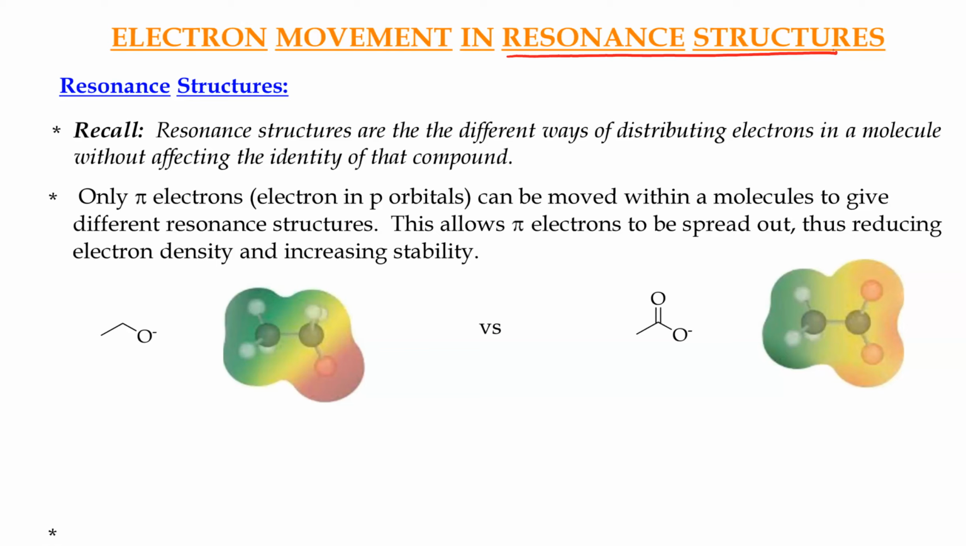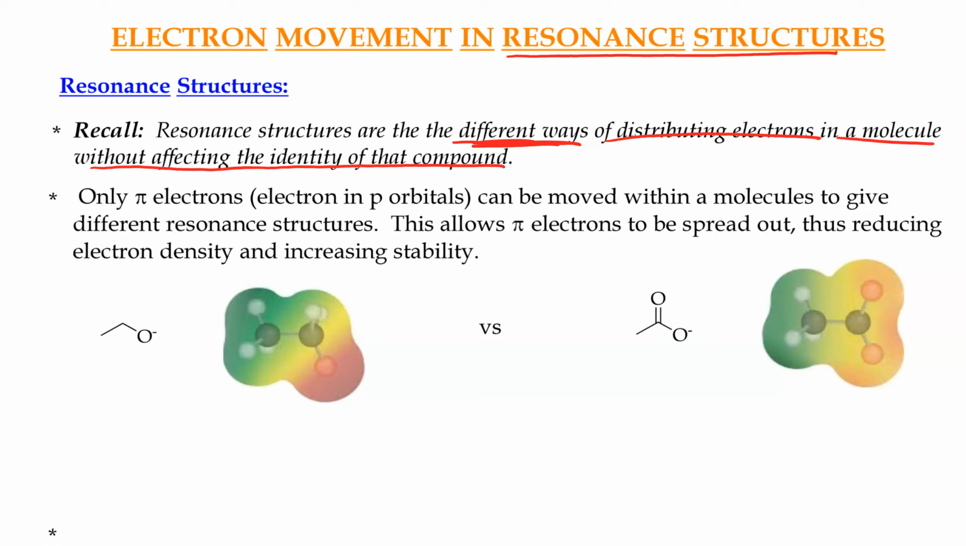Resonance structures are basically different ways of distributing electrons in a molecule without affecting the identity of that compound. An organic molecule can consist of a lot of atoms and have different types of electrons in them. It's then possible for us to move or push the electrons from one atom to another atom without affecting or changing the identity of that compound.